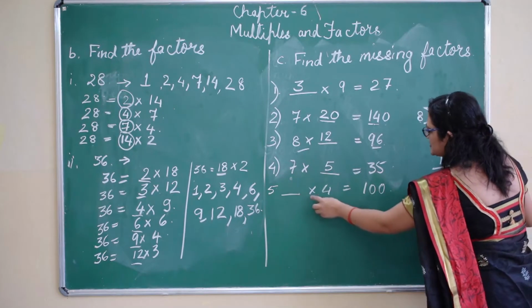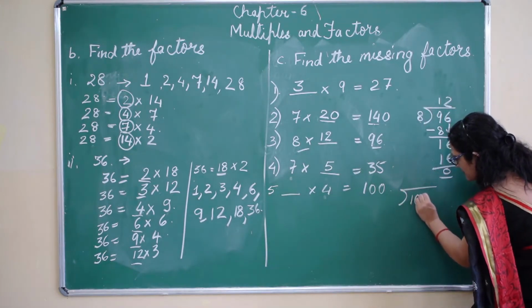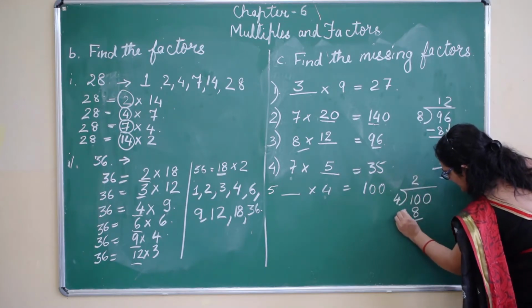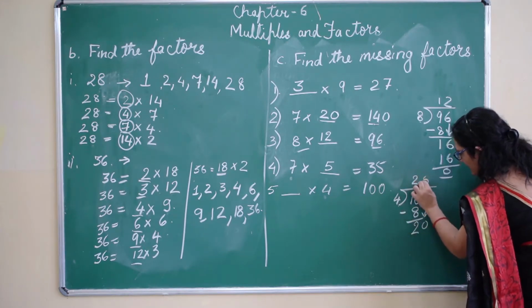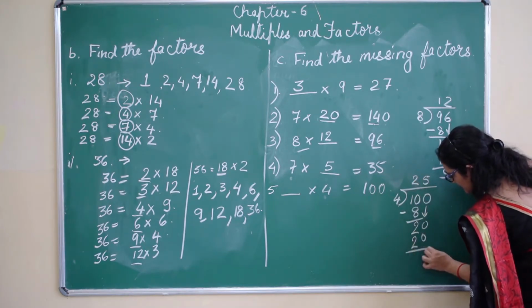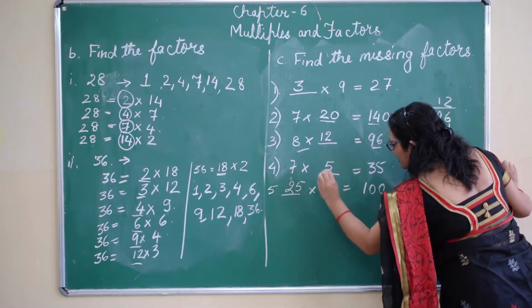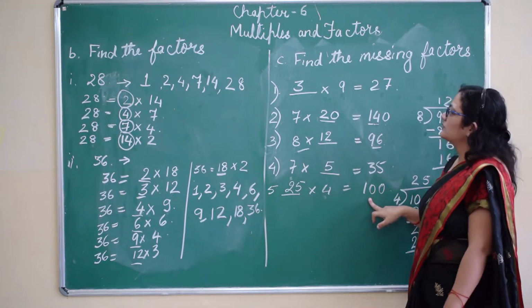7 5s are 35. In the table of 4, when does 100 come? If you don't know, just simply divide. 4 twos are 8. 10 minus 8 is 2. Bring 0 down. 4 5s are 20. So in the table of 4, when does 100 come? 25. 25 4s are 100.